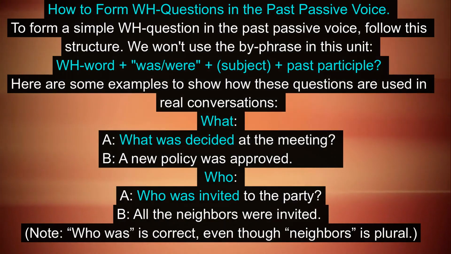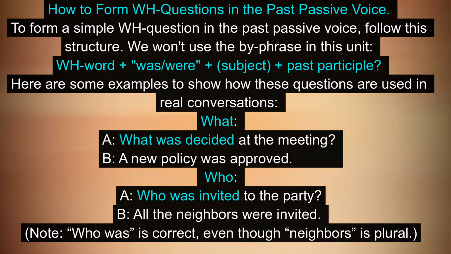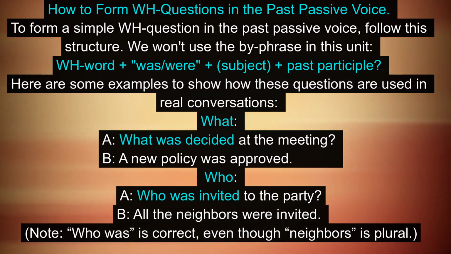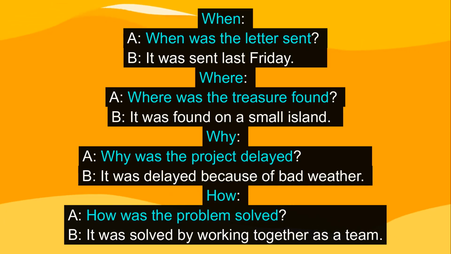What? A: What was decided at the meeting? B: A new policy was approved. Who? A: Who was invited to the party? B: All the neighbors were invited. Note: "Who was" is correct, even though "neighbors" is plural. When? A: When was the letter sent? B: It was sent last Friday.